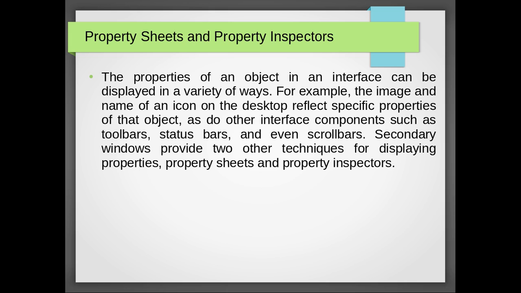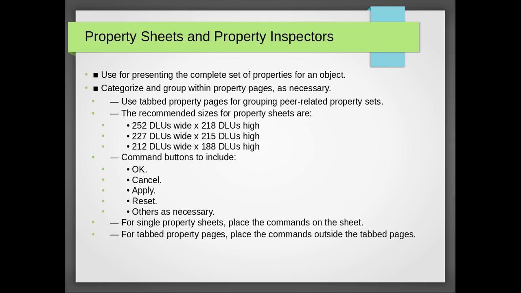Secondary windows provide two other techniques for displaying properties: property sheets and property inspectors. Now, let's discuss all these things. Property sheets and property inspectors. Property sheets are used for presenting the complete set of properties for an object. We can categorize and group within property pages as necessary. That can be used for tabbed property pages for grouping peer related property sets.